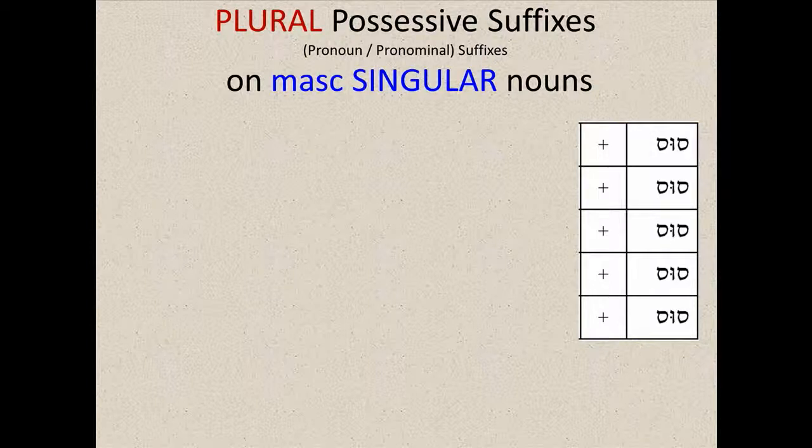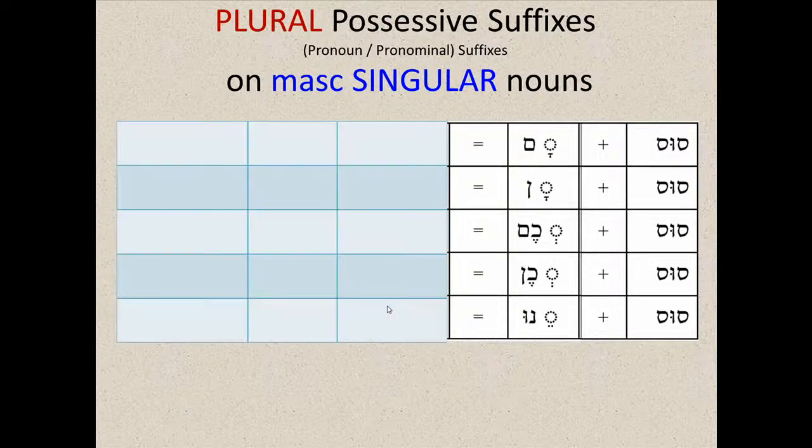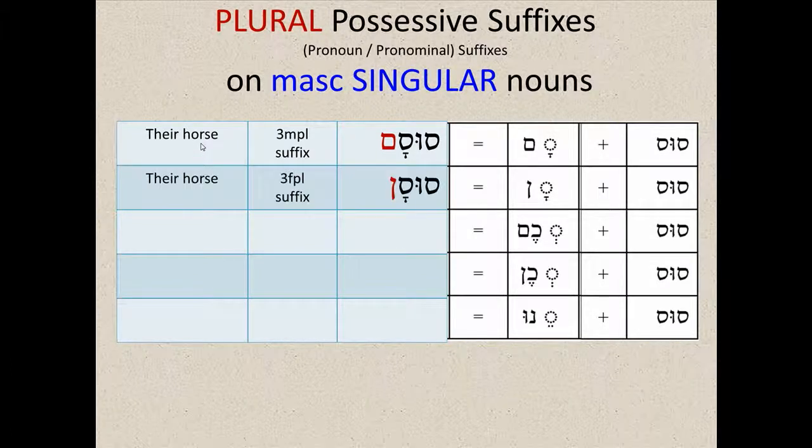So what about the suffixes that get translated plurally? These are in this column right here. Am, an, kem, ken, enu. So let's see what we get. Sus-am is the third masculine plural suffix, and we would translate their horse. You see the plural translation with the noun. Sus-an is third feminine plural, same translation as the masculine though, their horse.